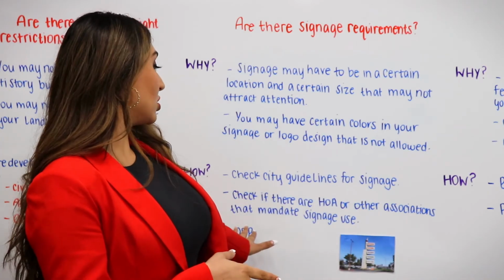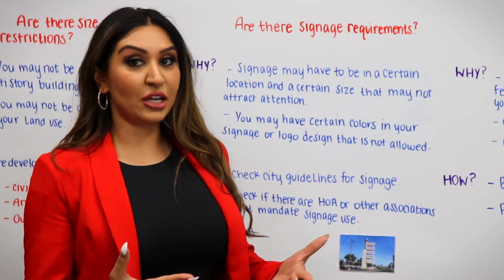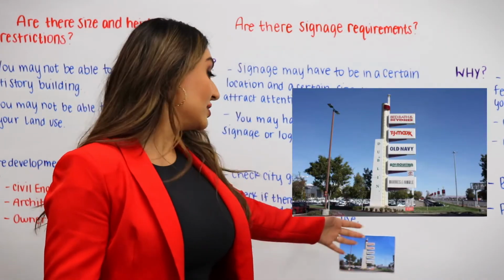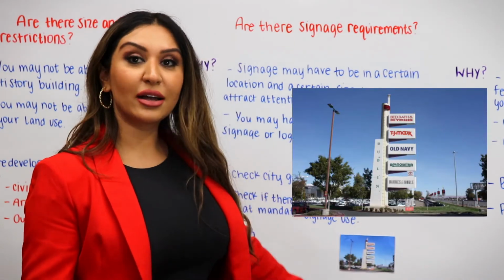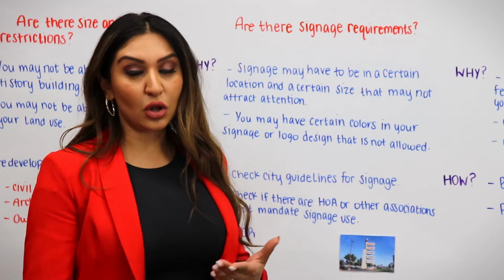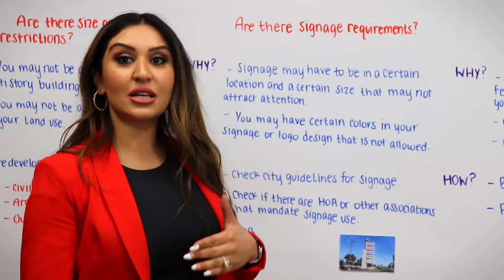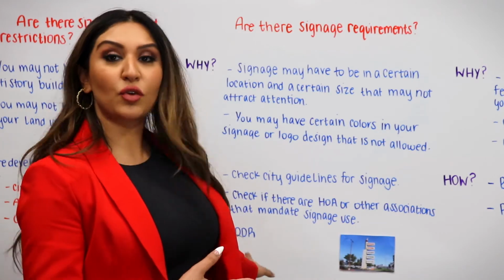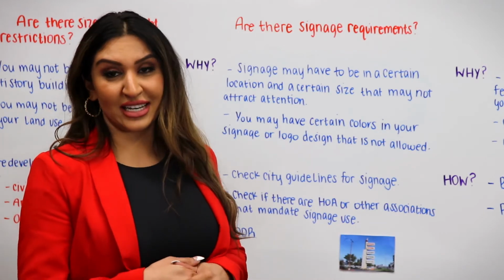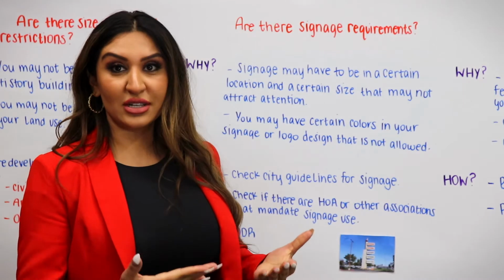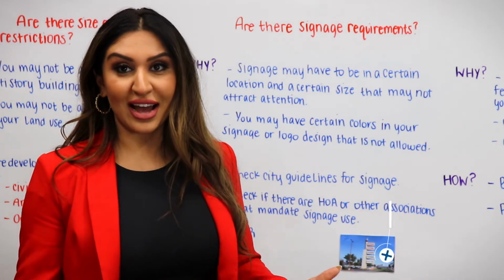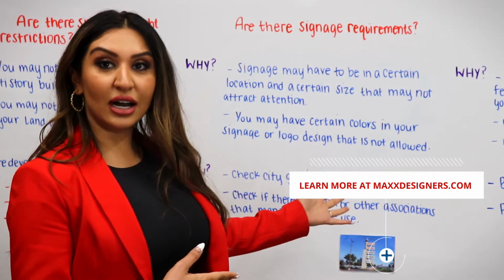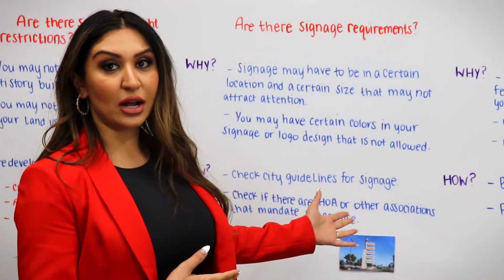Now, how you can find that information out is through checking the city guidelines for signage. If you have an HOA, sometimes the HOA will not let you have such a big monument sign. Of course, some cities will also restrict certain sizes of monument signs. And then of course, you can always do a DDR, which is a due diligence report. We've talked about that over and over again, how important it is to get that information as well.